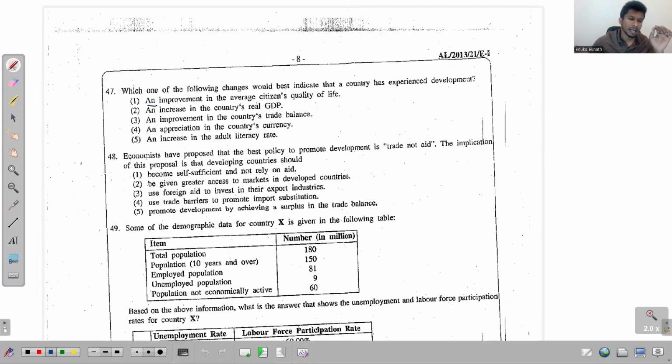And first one, an improvement in the average citizen's quality of life. 100% true. And the second one, an increase in country's real GDP. No, increase in real GDP is just economic growth, not development. So this is wrong. An improvement in the country's trade balance. No, that is not even economic growth.